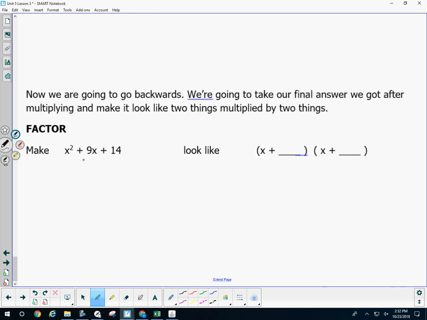Because I know that there's some two numbers, hopefully. We'll call this number A, and this is B. I know that A plus B have to give me 9. I know that A times B has to give me 14. And if I can think of those two numbers, and if those two numbers exist, sometimes they won't, I can quickly and easily just say x plus 2, x plus 7. 2 times 7, 14. 2 plus 7, 9.